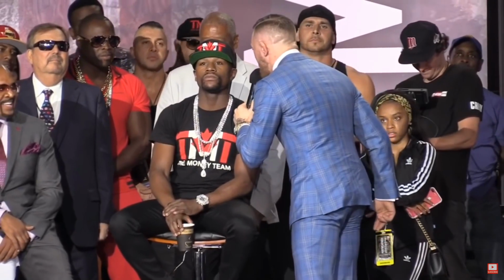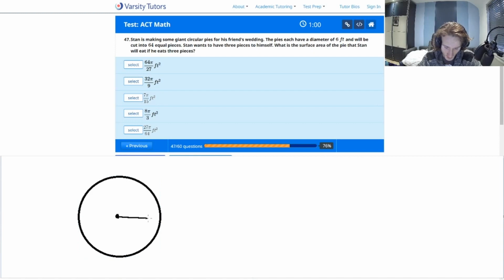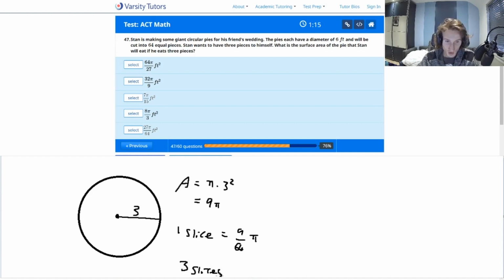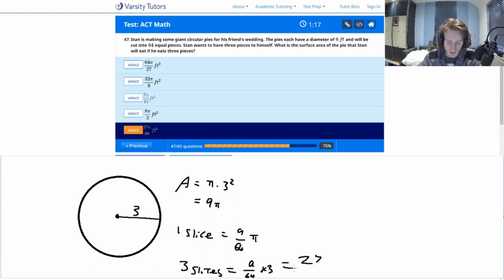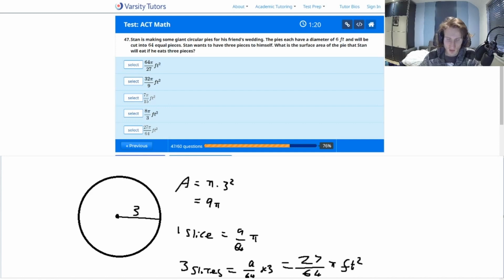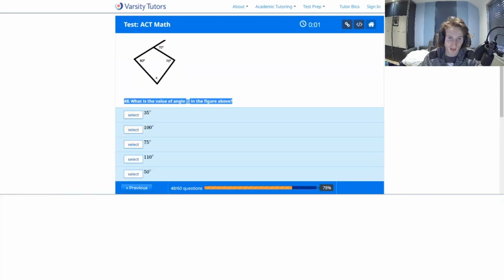Itself. You can't even read! So 9 pi... Oh. Over 64 times 3. So it's going to be 27 over 64 square feet. Okay, this website's on its last prayers.